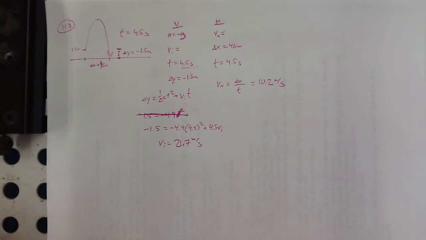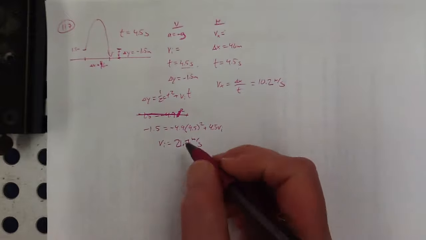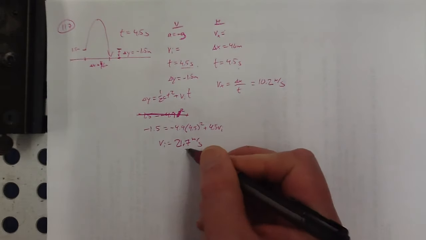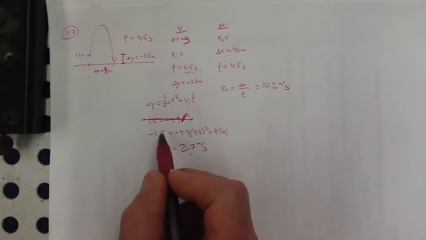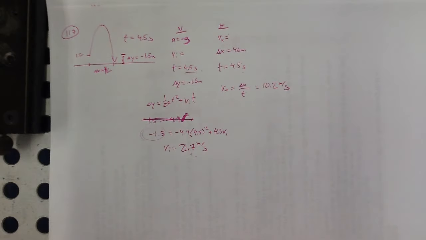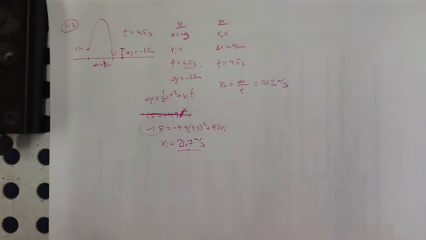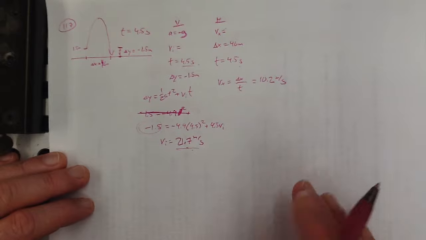I'll let you know that if you got 22.4 here and you're like, oh, that's close enough. No, it's not close enough. That's what you get if you get the sign wrong on this. So 21.7 is what we're going with there.